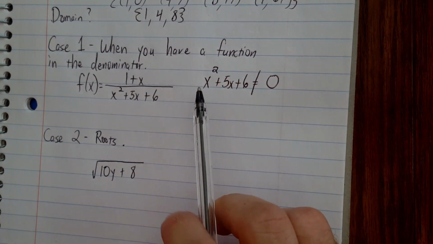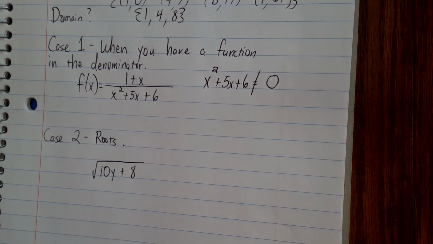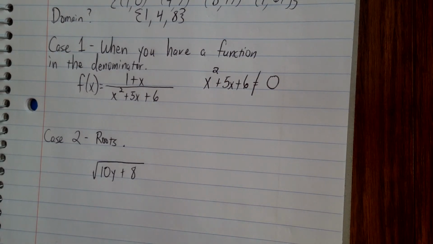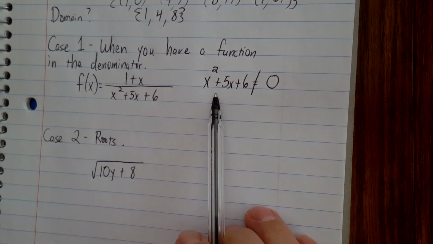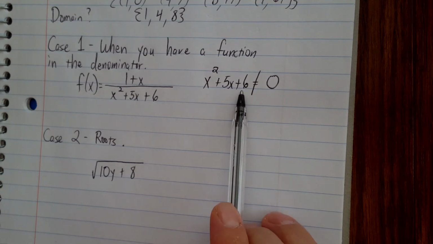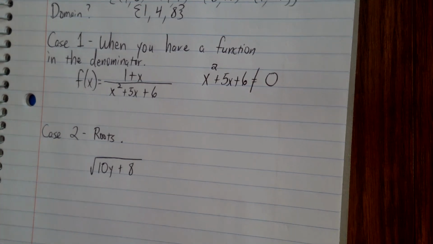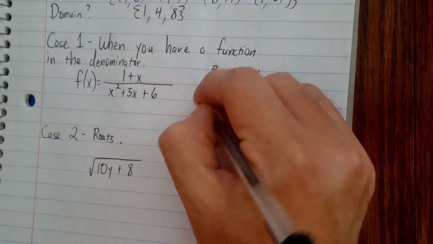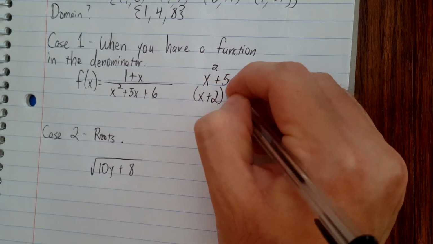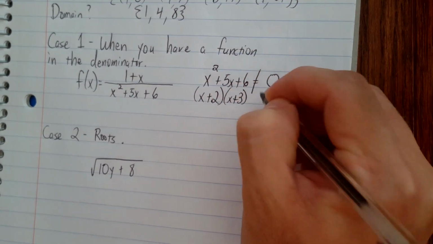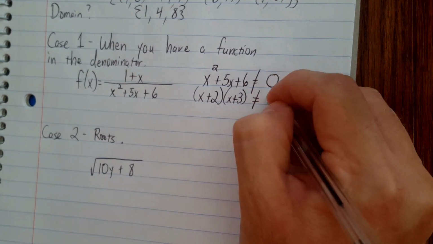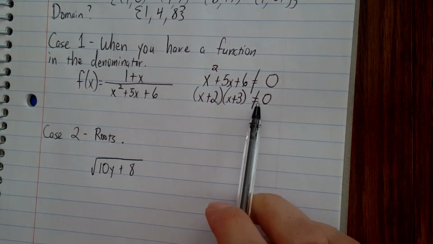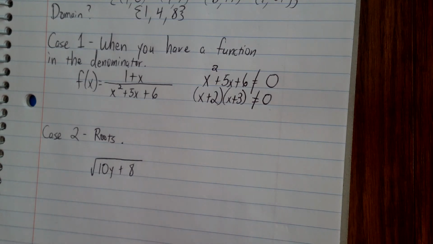Okay, I notice this is a quadratic that I can solve using what I like to call guess and check. You can use a variety of methods to solve this quadratic. But this one's pretty straightforward because I noticed that there are two numbers that add to 5 and multiply to 6, and that's 2 and 3, or 3 and 2, however you want to write it is fine. So this can be written as x plus 2 times x plus 3. And these are the values that I don't want in my denominator. That's why I've set this not equal to 0.